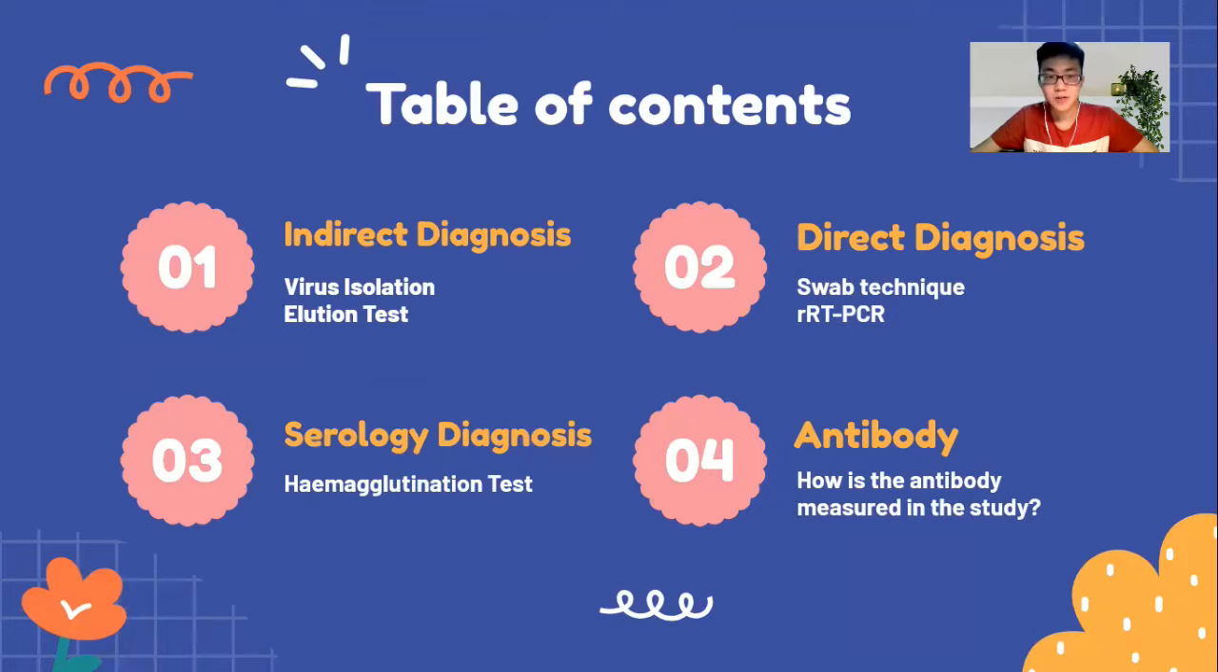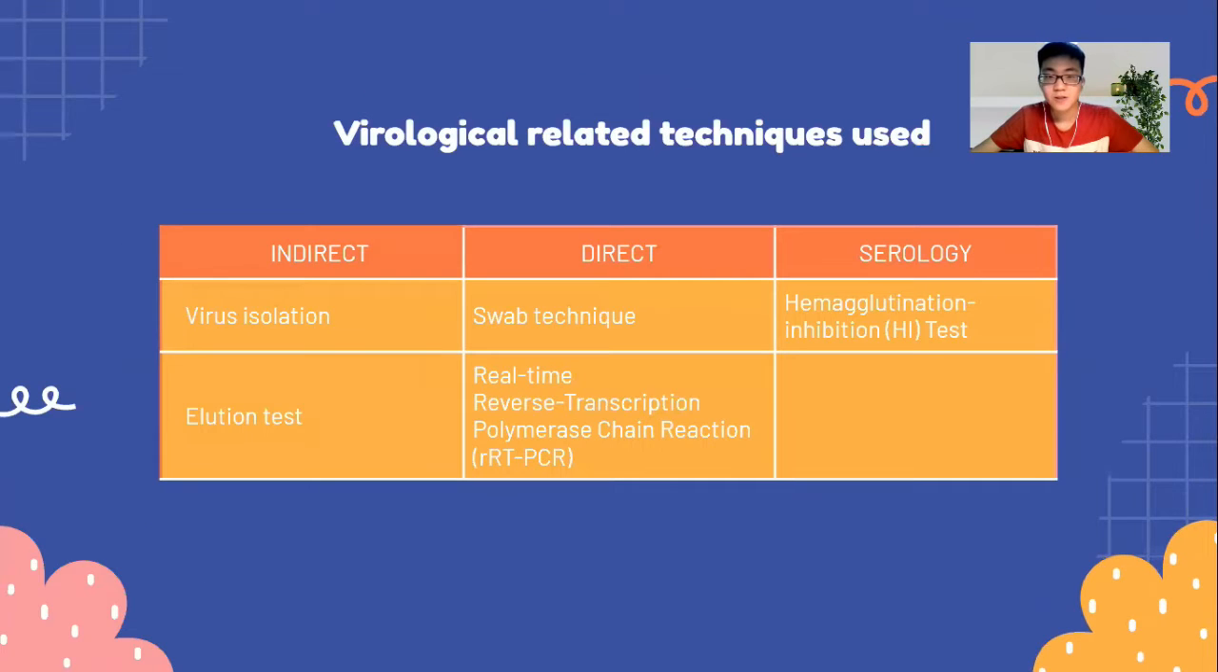In this presentation, we'll be talking about three common groups of diagnosis method, which are indirect diagnosis, direct diagnosis, and serology diagnosis, as well as how the antibody is being measured in Case Study 5. The virological related techniques used are grouped as follows. We'll be starting with virus isolation.